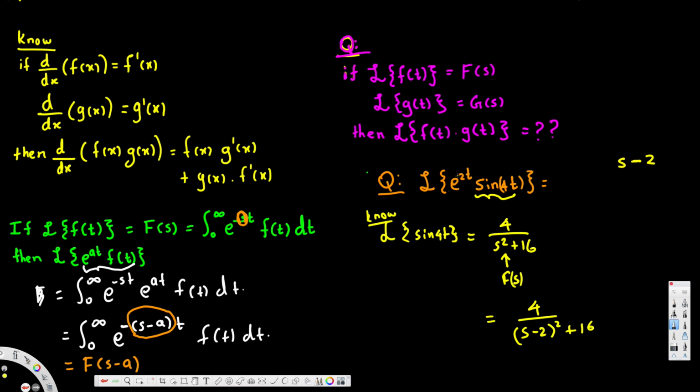a is whatever the value we have in the power of e, so whatever the value that's multiplying t, that's our a value. If you subtract that and put it instead of this s, that's going to be the Laplace transform of this whole thing. And that's how the translation theorem works.